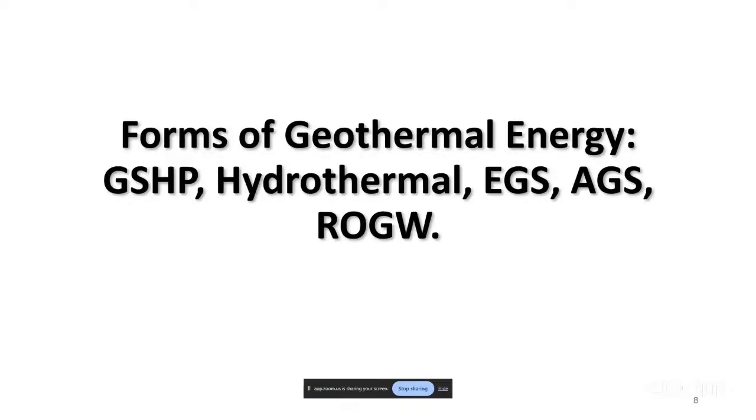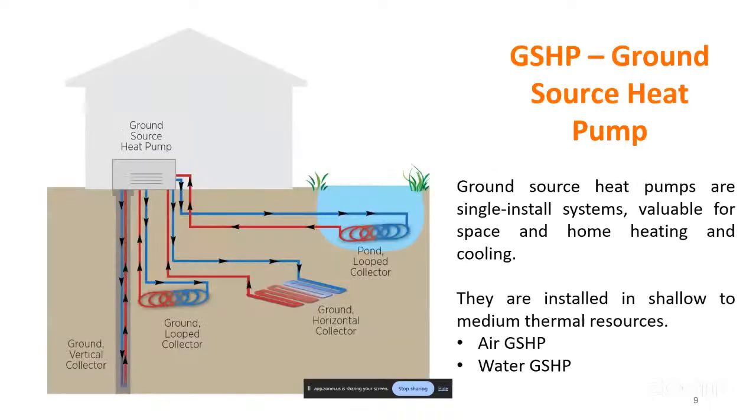So I'm going to take us through the various forms by which geothermal energy can be harnessed and utilized for power generation, space heating and cooling, and what have you. First of all, I will take you through the ground source heat pump. There are two kinds of ground source heat pump: the air ground source heat pump and the water ground source heat pump. I'm going to take you by depth.